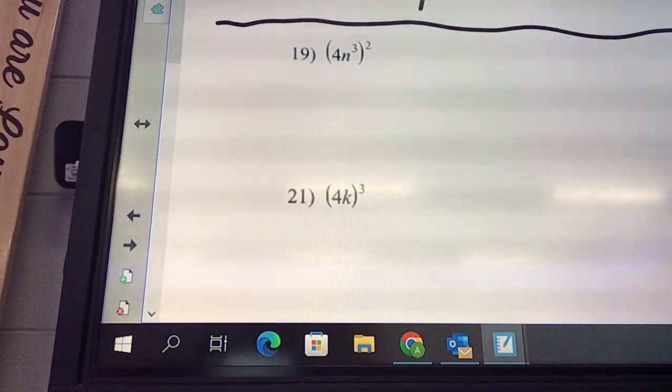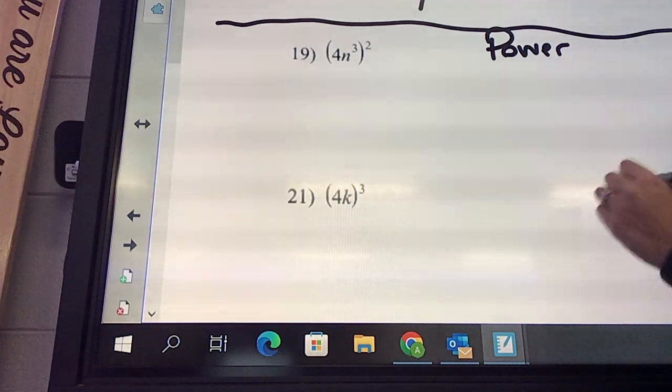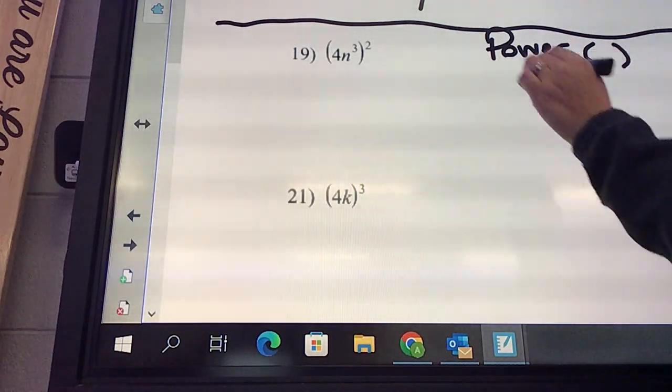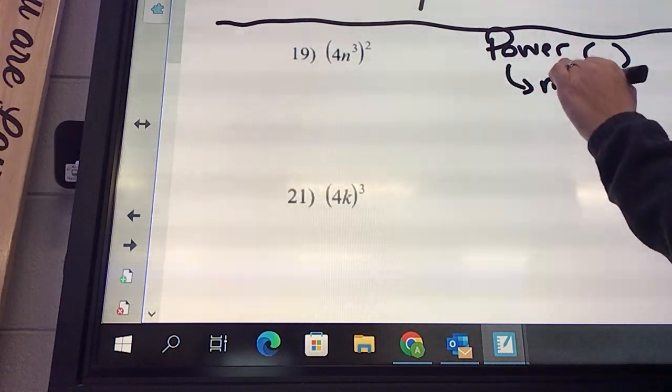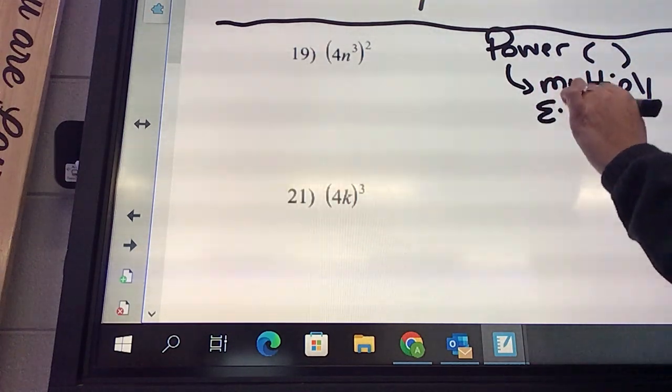19 and on has what instead of a dot? Parentheses. That means the power property. Okay, this is the power property. Okay, so when you see parentheses, you're then going to multiply exponents.